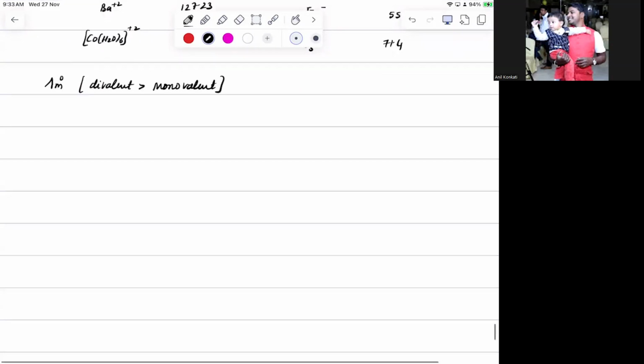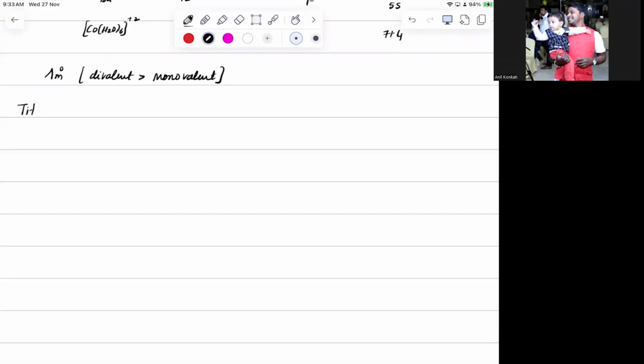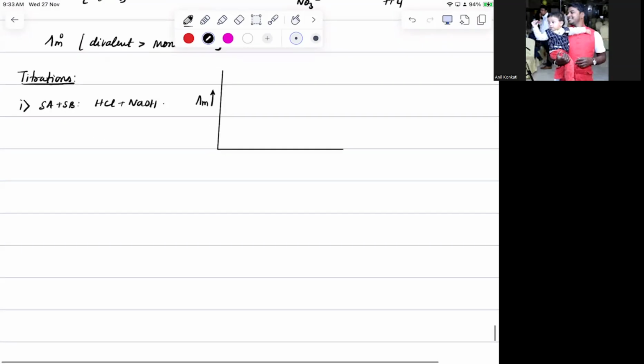So when we perform titrations, how does the conductivity change? Let us see. The first titration we'll perform is strong acid and strong base, typically HCl and NaOH. When you perform this titration, how does the graph vary? Check it out. For lambda m, as we keep adding the volume of NaOH from the burette, the value changes like this.